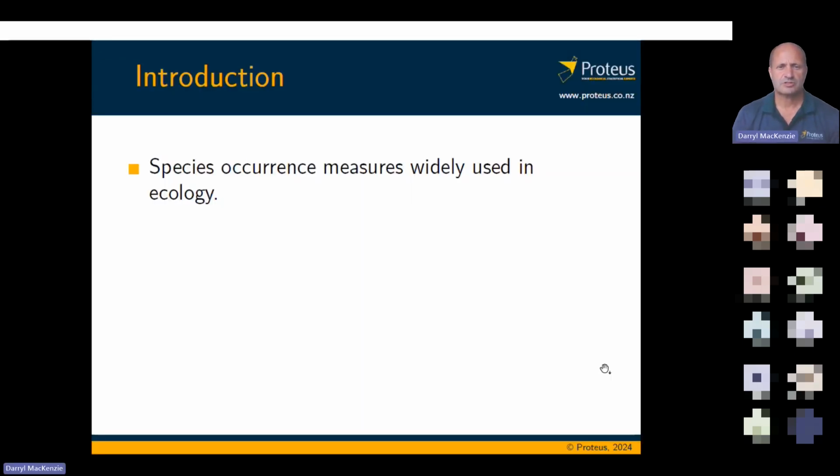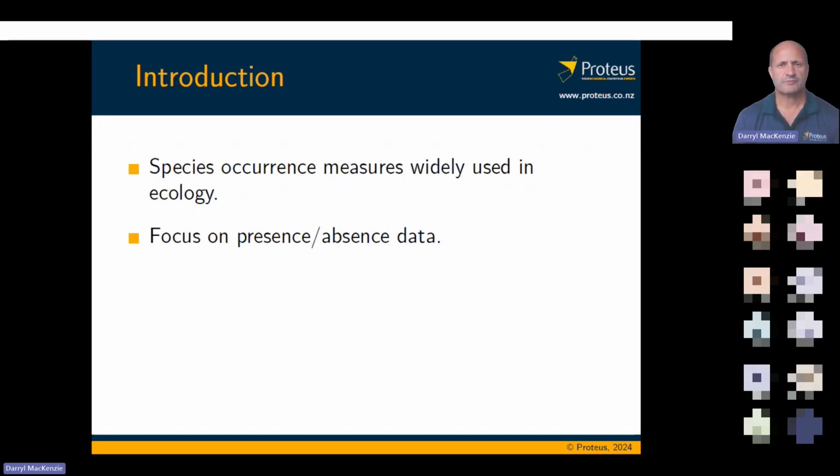So firstly, species occurrence measures are widely used in ecology. They're used in monitoring programs, studies of species distribution, trying to assess presence and habitat relationships of species, and also for things like metapopulation studies. So they're widely used and very common in ecology and also wildlife studies.